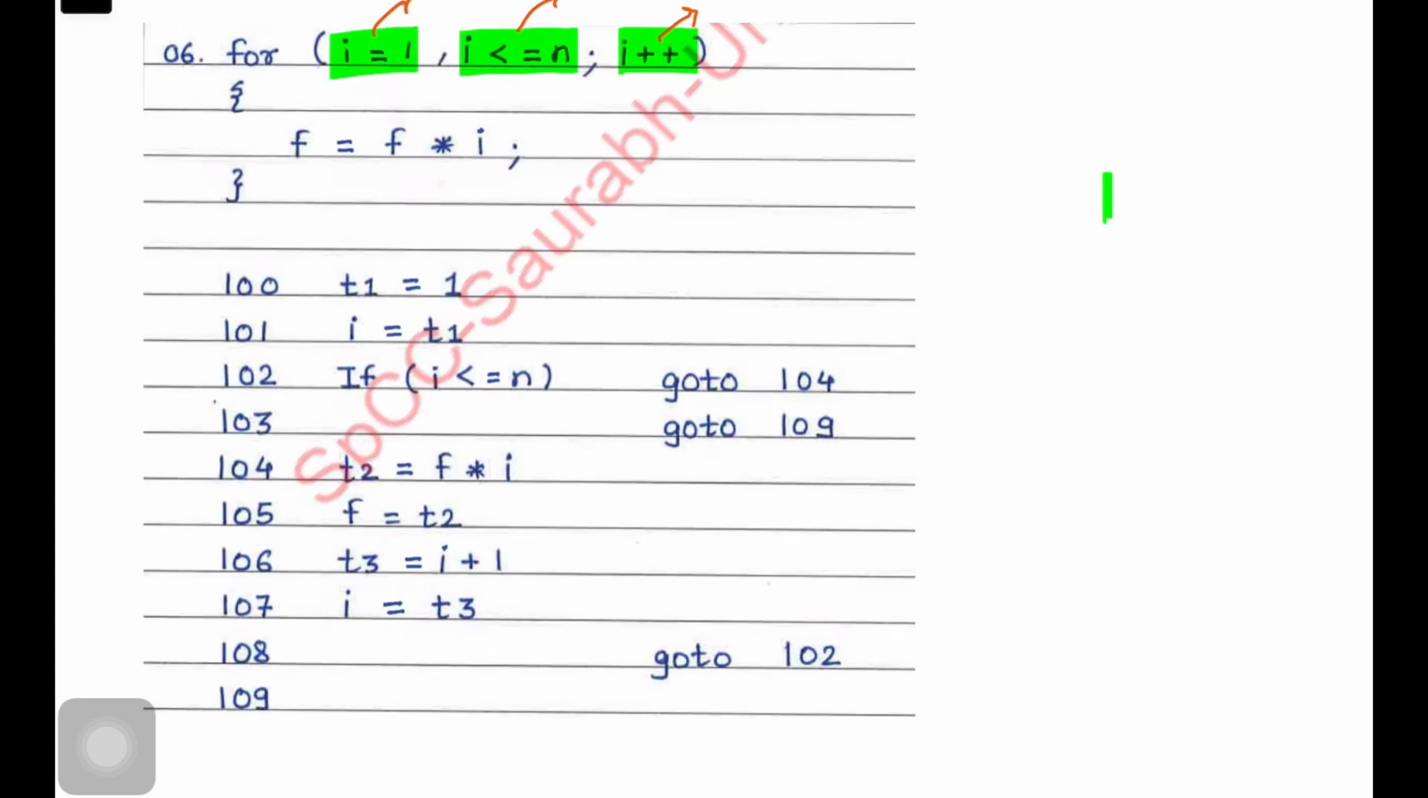These three things should get reflected in your 3 address code format. So the same is getting reflected. I start with 100 and initialize the value of I. That is only once we have to do, that is the initialization part of a for loop. Then we check the condition, because that is the second part, then the loop is executed, and the third part of the loop.